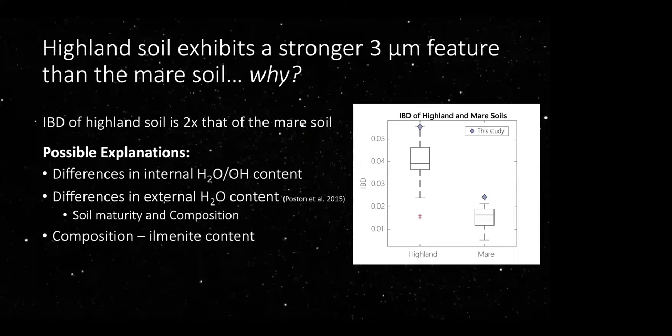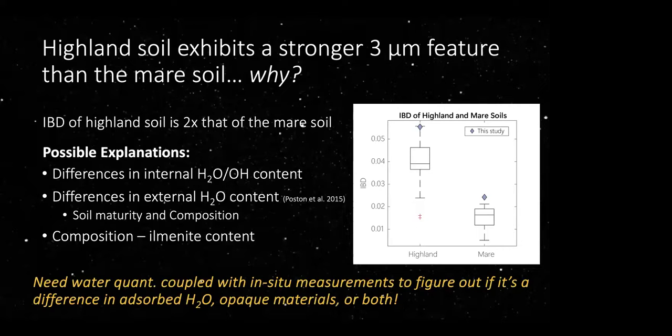And so it could be that because the Mare soils are so dark, the path length is much shorter and you're not interacting as much with the water. And so that could potentially be why your highland samples, which are a lot brighter, have a much stronger 3 micron feature. But ultimately, I think it's very interesting. If you wanted to truly figure out why these samples are so different, you would need water quantification coupled with in situ measurements to figure out if it's really a difference in adsorbed water, the amount of opaque materials, or perhaps some combination of both, which might be likely.